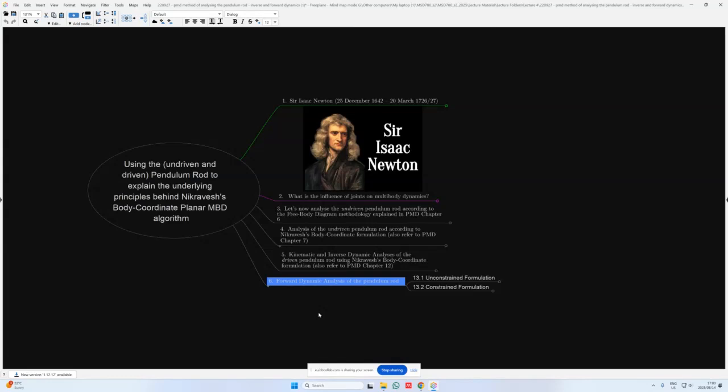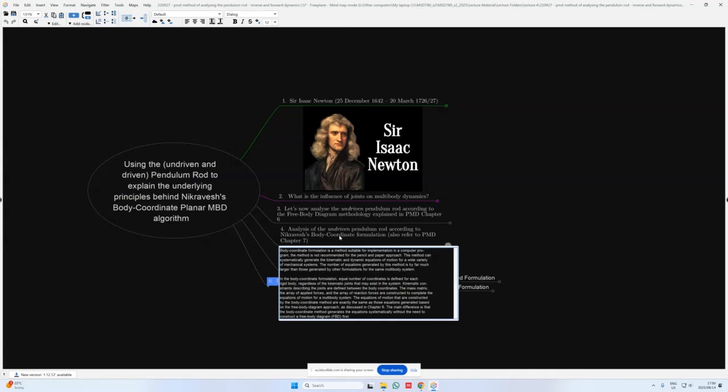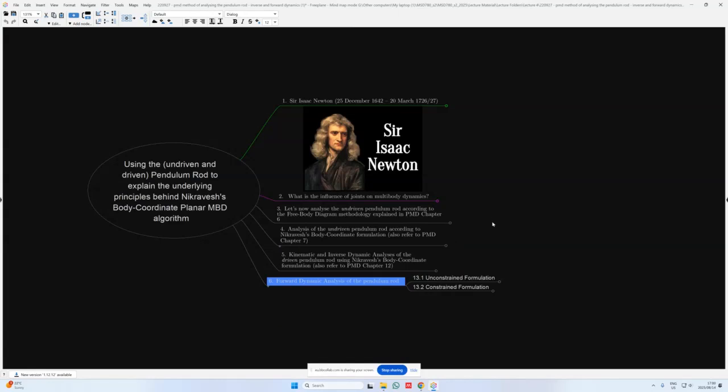So we essentially started off with an undriven pendulum rod, a pendulum rod that is simply subjected to gravity, and we want to check what the reaction forces are and what the actual motion of the pendulum rod under this gravitational force is. And that is essentially what the prime concern was around the undriven pendulum rod.